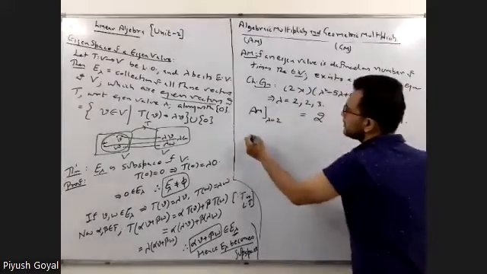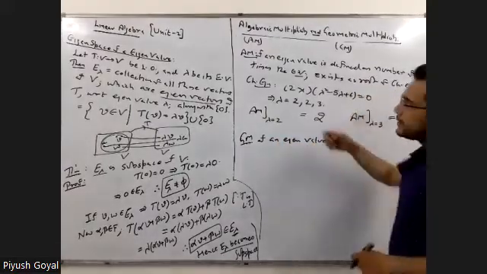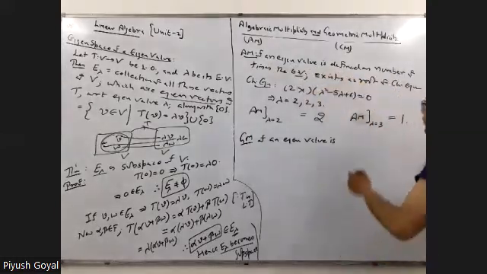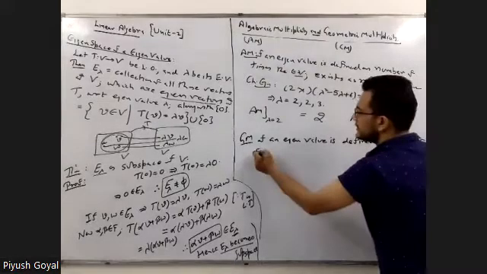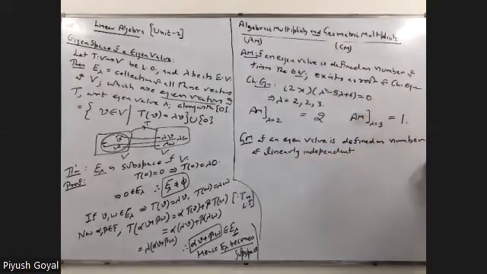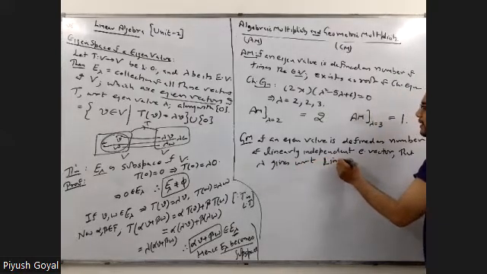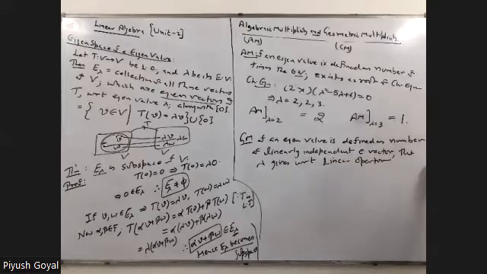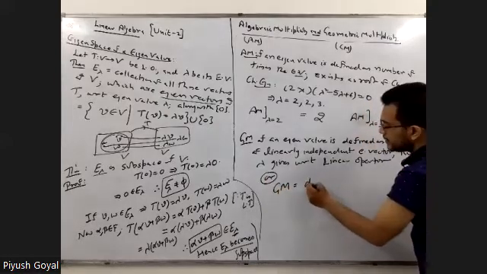Now next is geometric multiplicity. Geometric multiplicity of an eigenvalue is defined as the number of linearly independent eigenvectors that lambda gives with respect to the linear operator. Or you can say geometric multiplicity is the dimension of E lambda.